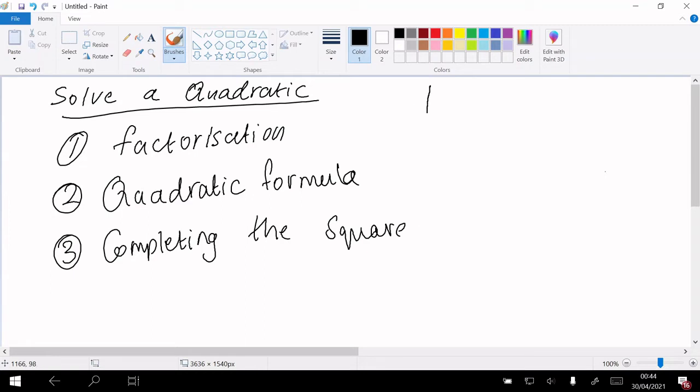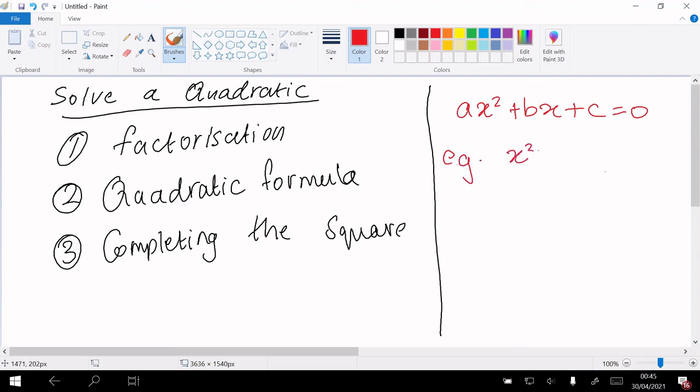But what do we mean by quadratic equations? Quadratic equation is anything in the form ax squared plus bx plus c is equal to 0. So for an example, it could be something like x squared plus 3x plus 2 is equal to 0, or it could be something along the lines of 3x squared plus 4x plus 1 is equal to 0. So anything in those forms can be a quadratic equation.